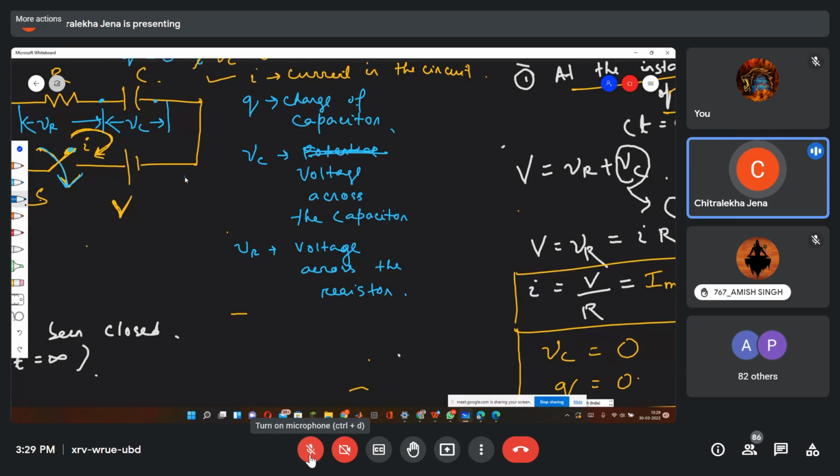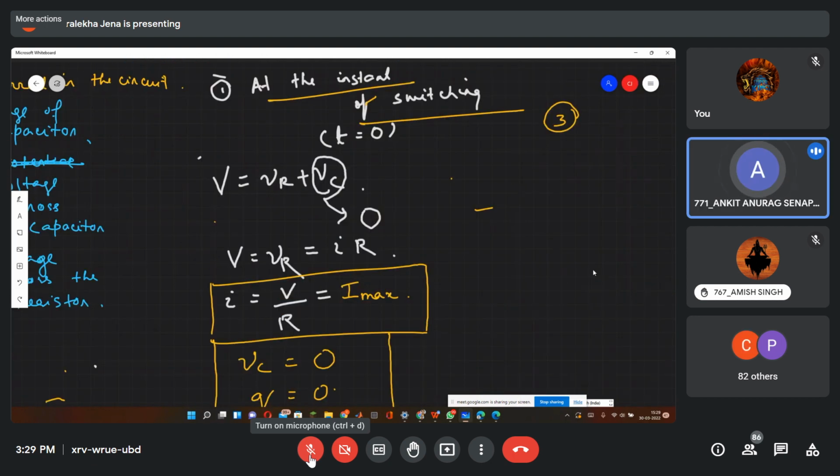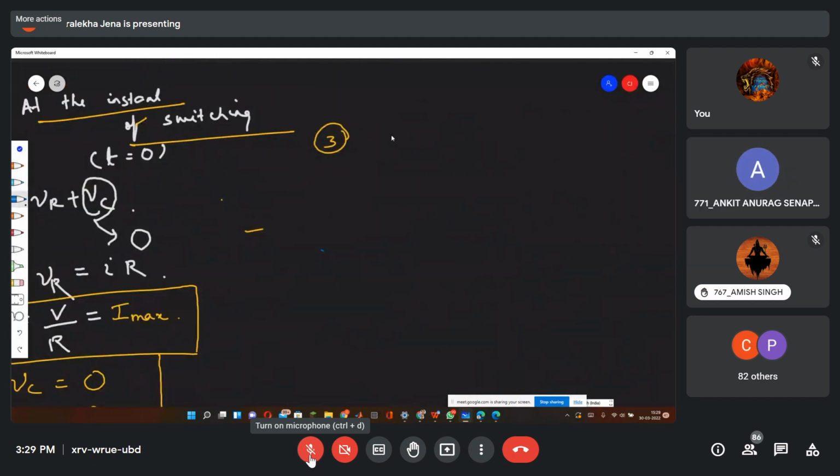to its maximum voltage. What is my maximum voltage in the circuit? Capital V is the maximum voltage. So capacitor voltage will be equal to how much? You tell me, simple equation. VC will be equal to how much? Capital V.